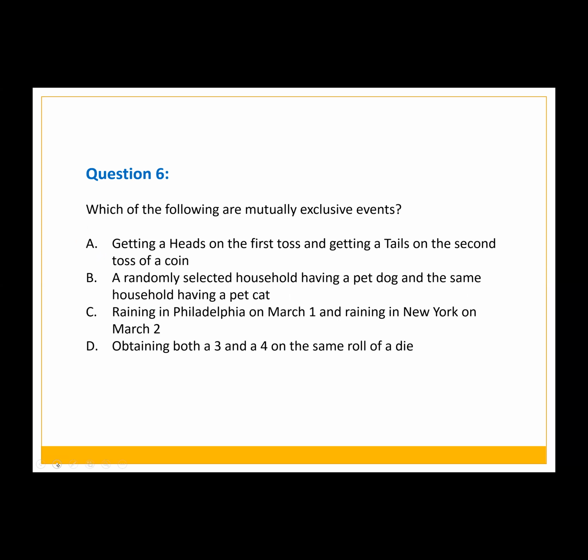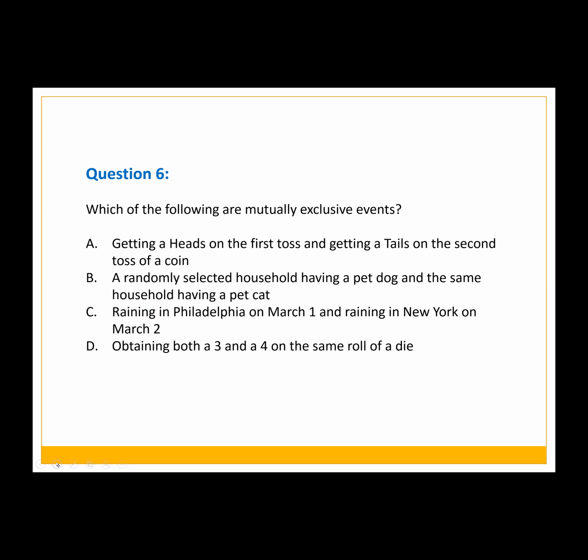Now it comes to question 6. Which of the following are mutually exclusive events? A. Getting a head on the first toss and a tails on the second toss. Now, as I say, mutually exclusive usually has to do with different outcomes of the same trial. So thinking about A, it's more like independent events than mutually exclusive.